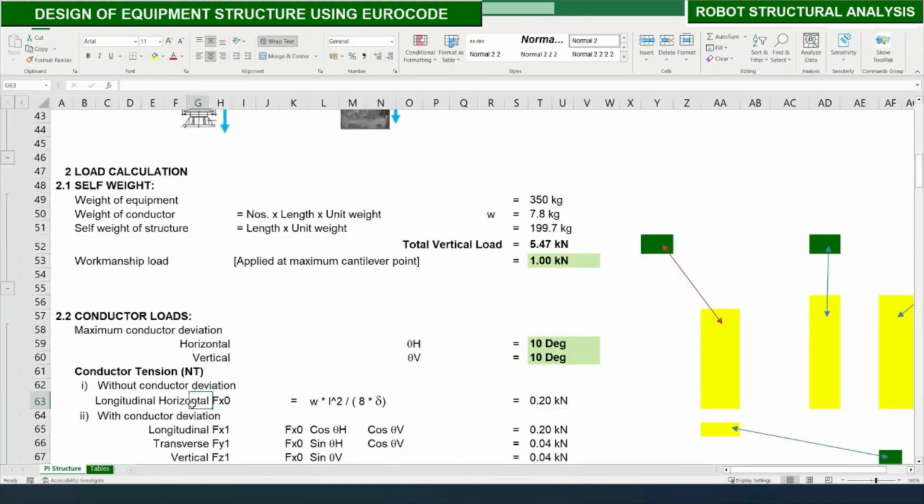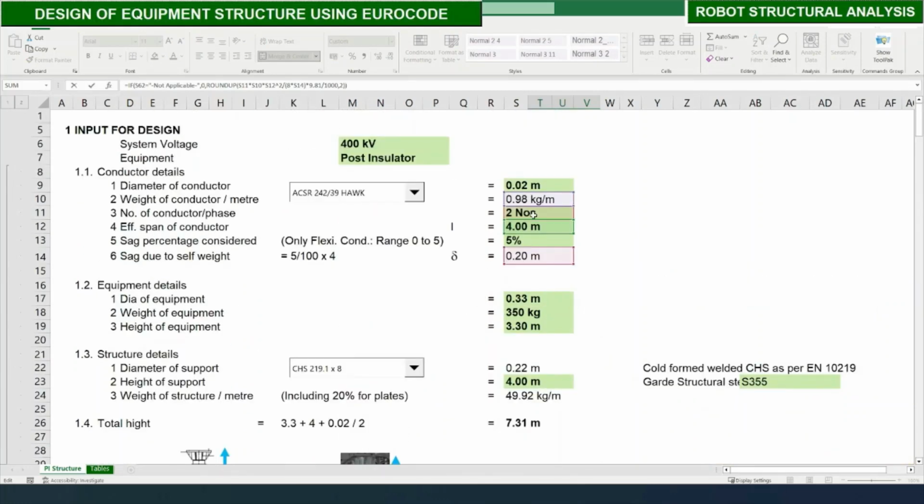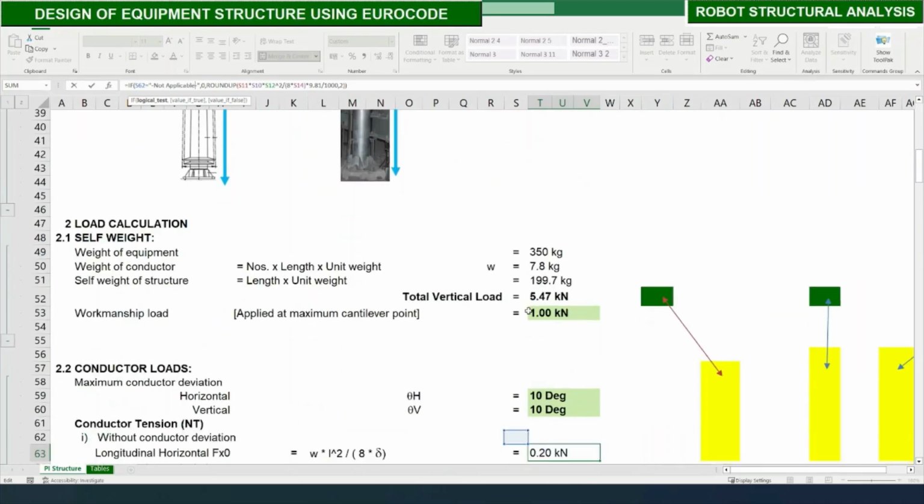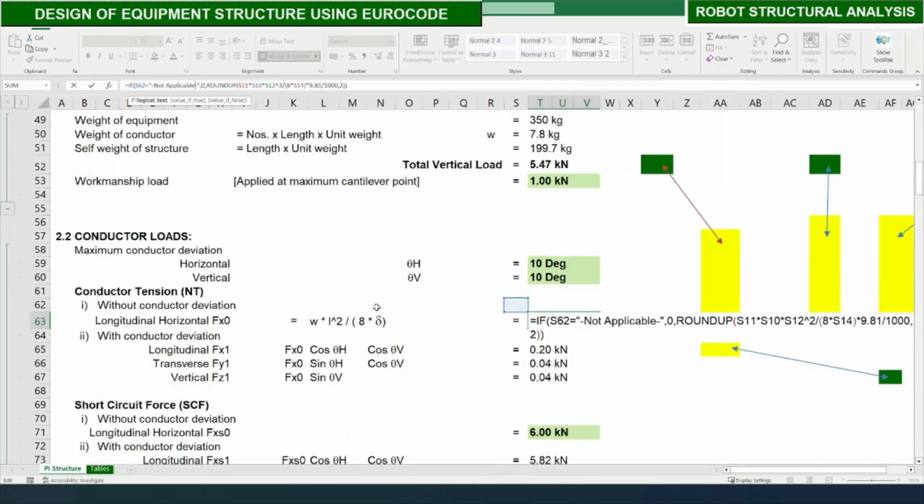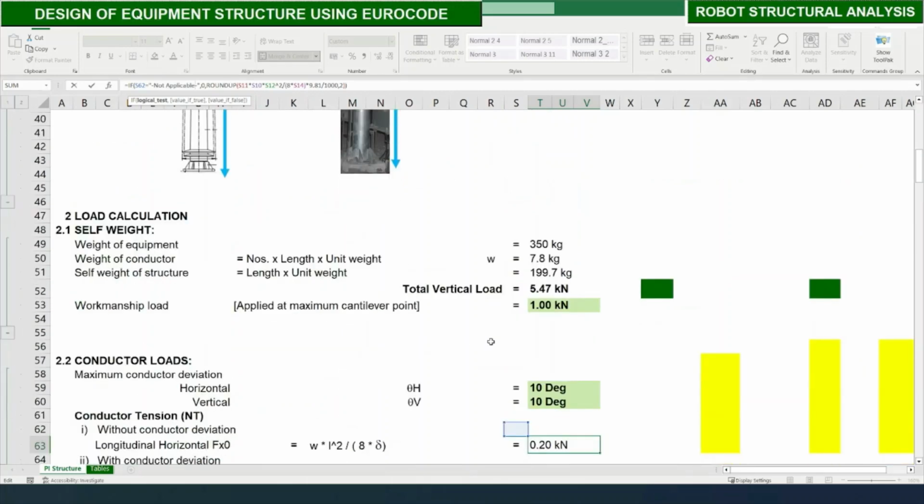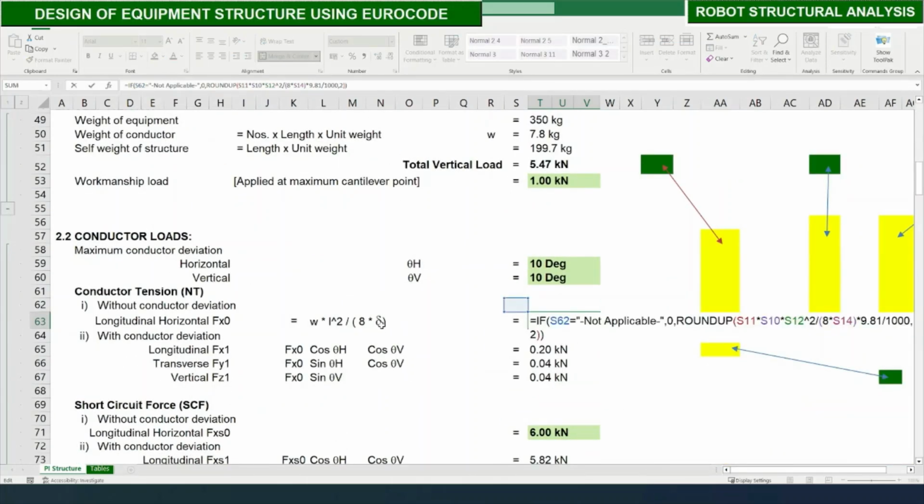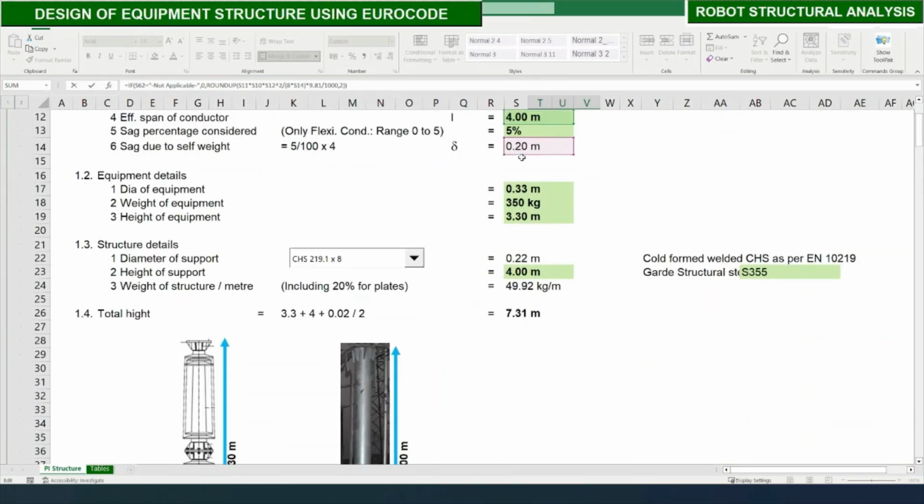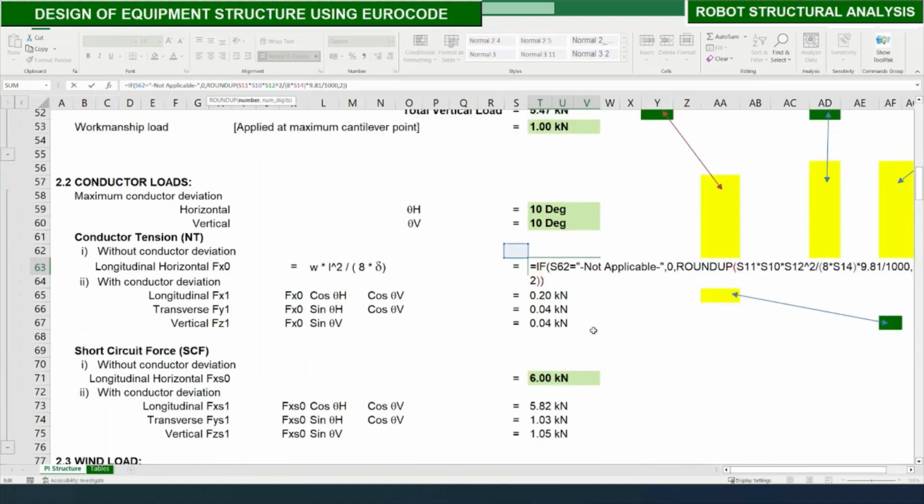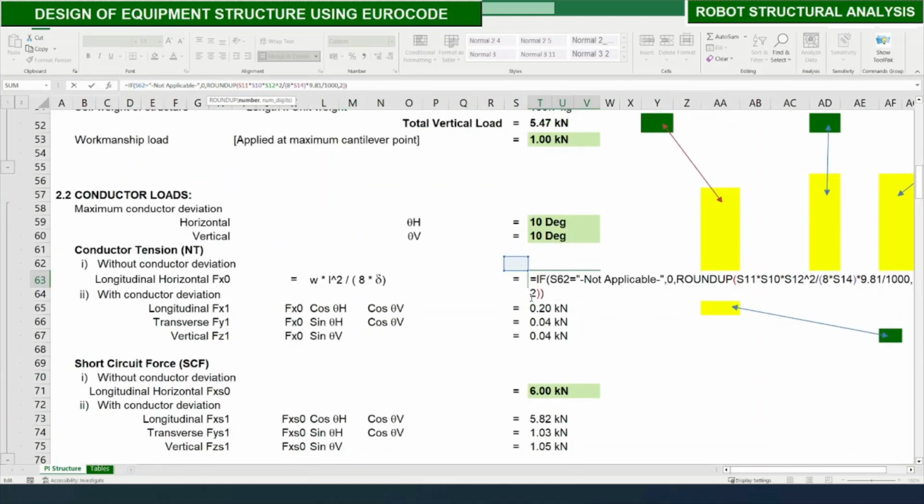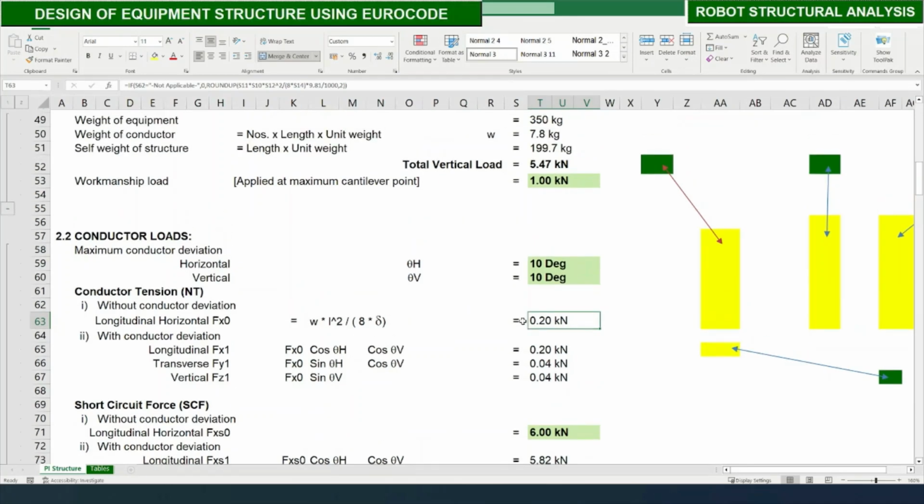Next, we can find out the conductor tension. For calculating the conductor tension, there is a simple formula: WL square by 8 into sag. This is without considering the ice and the wind. Here W is the weight of conductor per kg. Here we are providing two numbers of conductor, so 2 into 0.98 kg per meter, into L, where L is 4 meters. So L square divided by 8, and the same to be divided by the sag. After multiplying with 9.81 divided by 1000, we are getting 0.2 kilonewton as the conductor tension.